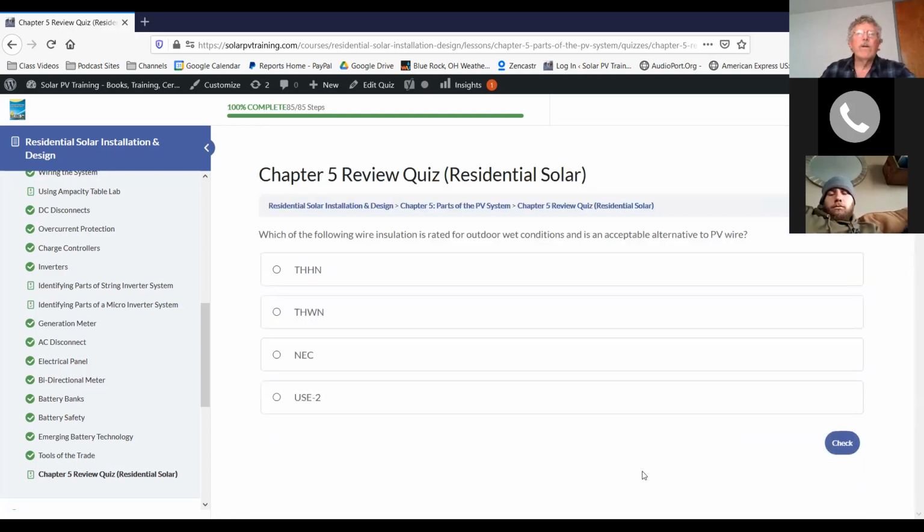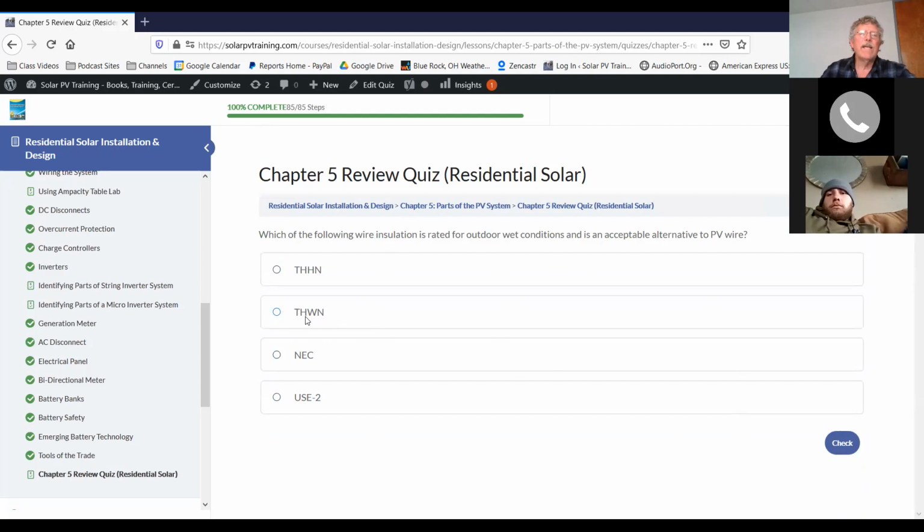Okay, which of the following wire insulation is rated for outdoor wet conditions? I'm just kind of giving you this. You don't have to memorize all of the insulation ratings. Like THHN, the T stands for thermoplastic, the H is for high heat, and N is nylon. So this would be used primarily in indoor hot environments like an attic.